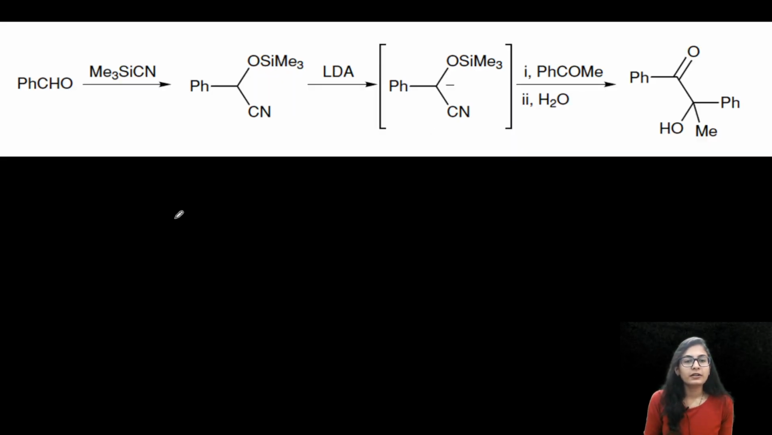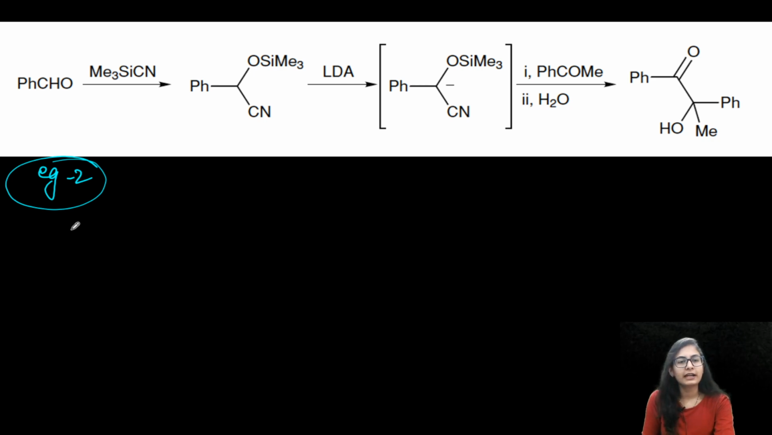Now we move on to the next example, example number 2. Okay, so what do you have, guys? You have a little bit of a different catalyst. You have trimethylsilyl cyanide. It is not the CN minus that we usually take. So how are you going to explain this? How are you going to write the mechanism? Let's quickly see.